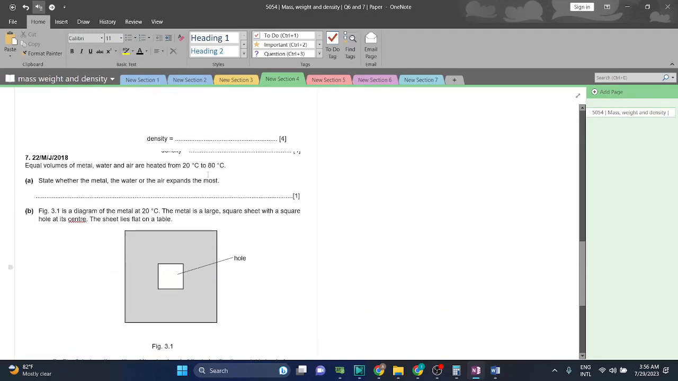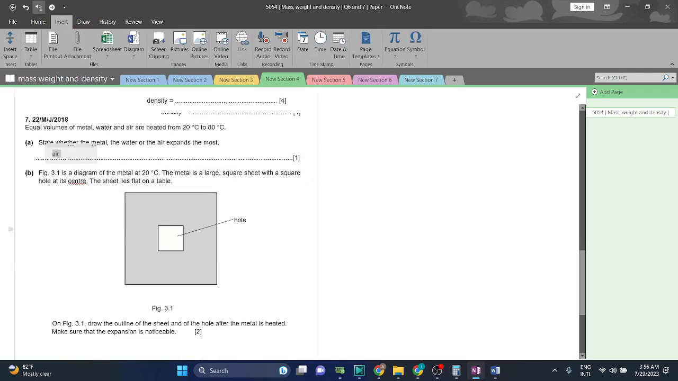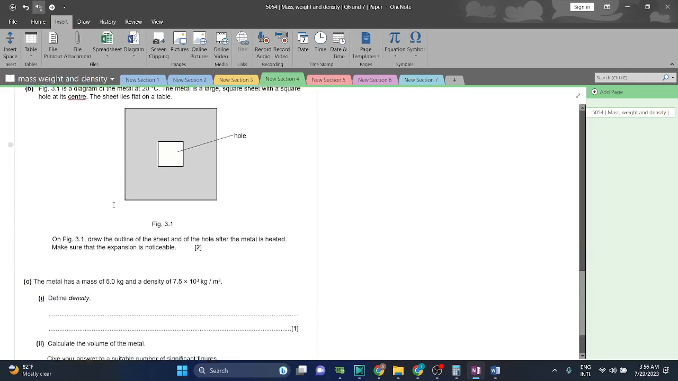Question 7. Equal volumes of metal, water and air are heated from 20 to 80 degrees Celsius. State whether the metal, the water or the air expands the most. The air will expand the most. Very simple question. Just आप जरा explain करके लिख देना, the air will expand the most.